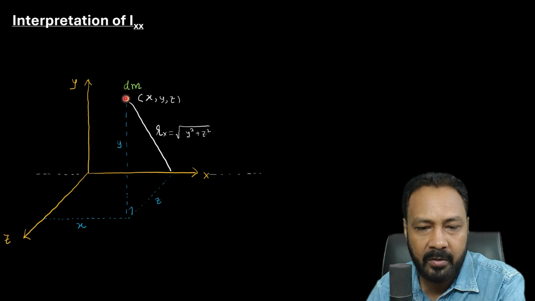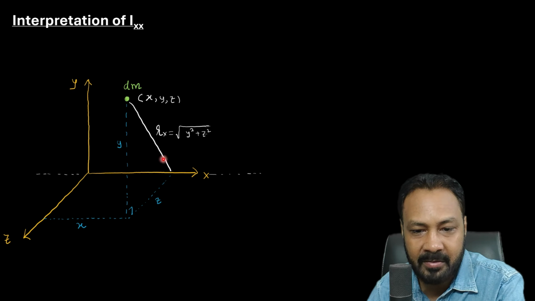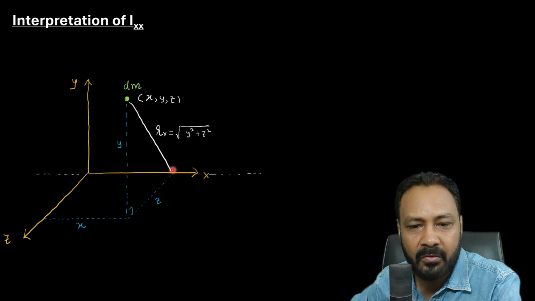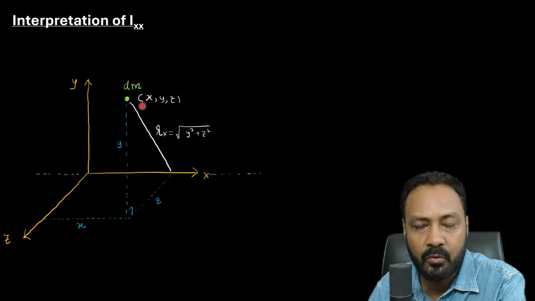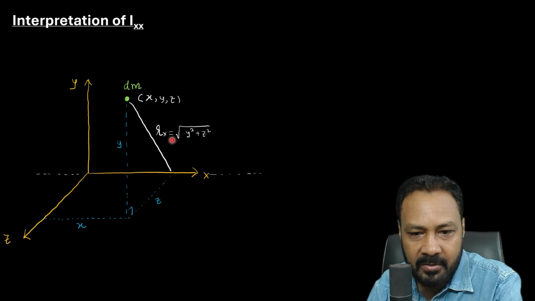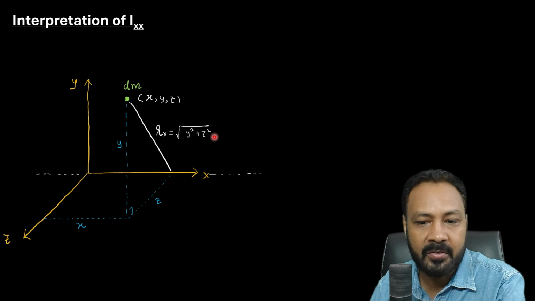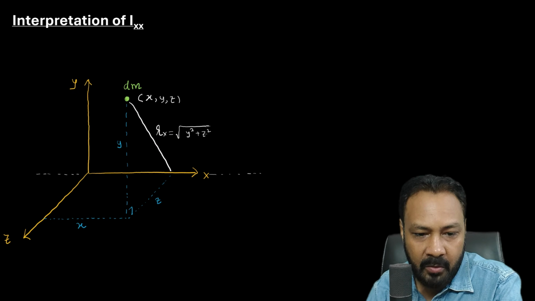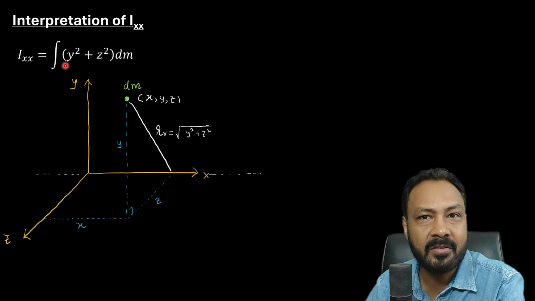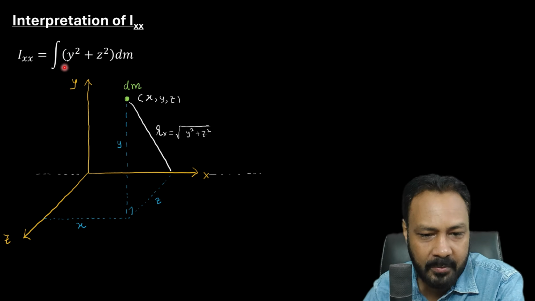So if I want to find the distance of dm from the x-axis, from here you can say that this is y, this is z, and that is the distance of dm from the x-axis. dm is basically a point whose coordinates are x, y, z. So this distance is the square root of y square plus z square. So Ixx was this, and this is Rx, and Rx is what? The distance of dm from the x-axis.